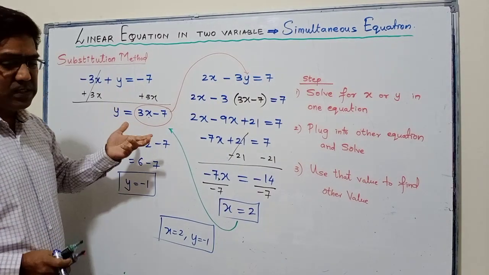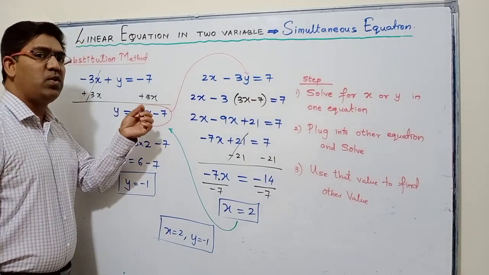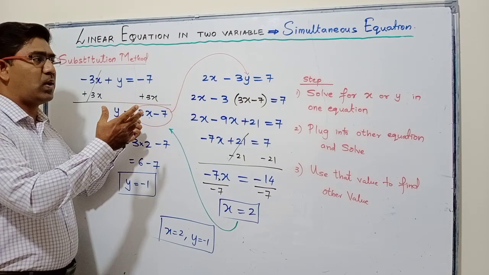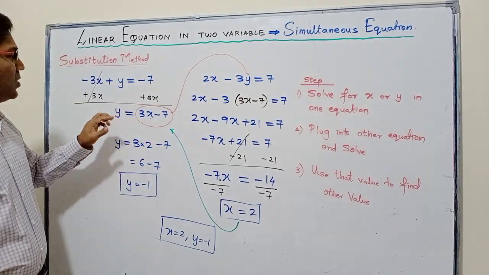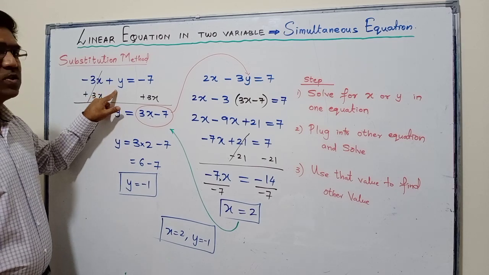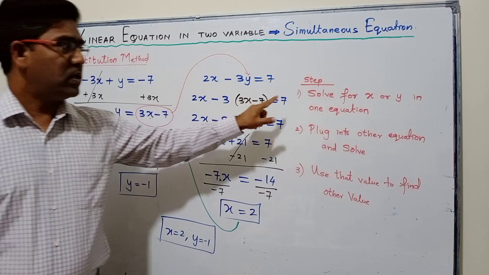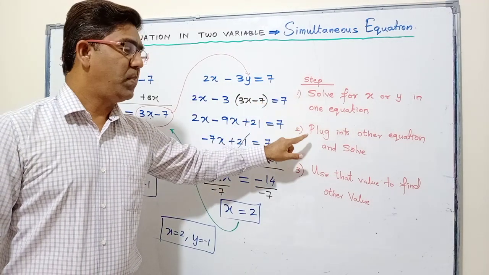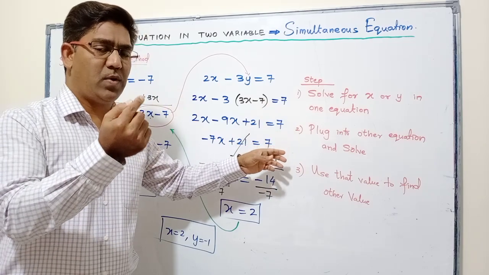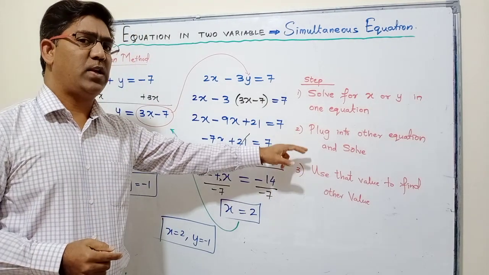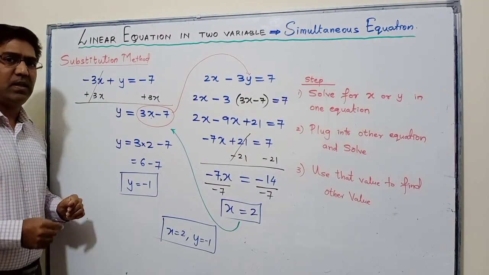To summarize, what we are doing here in the substitution method is we need to isolate one variable, either x or y, from one of the equations. It is your choice which variable you want to isolate. Our preference will be to isolate a variable which has coefficient 1. So step 1, isolate one of the variables, plug that value into the other equation, solve that equation, and you will get the value of one variable. Substitute that variable's value back into the other equation and find the other value. And that's it.